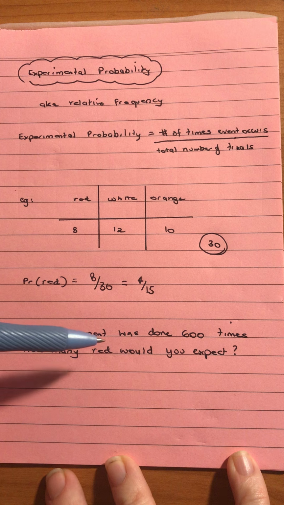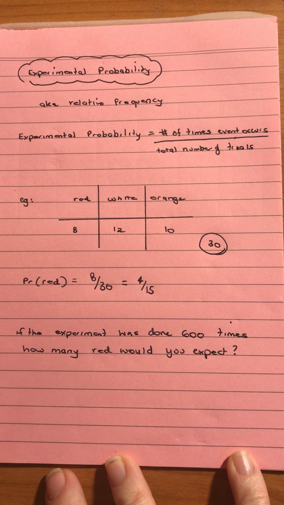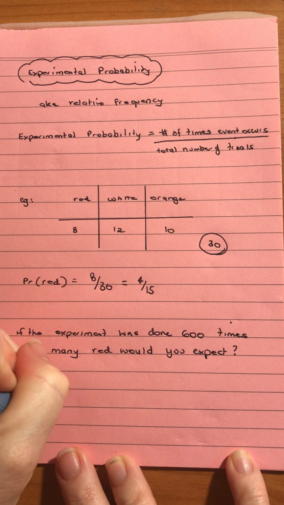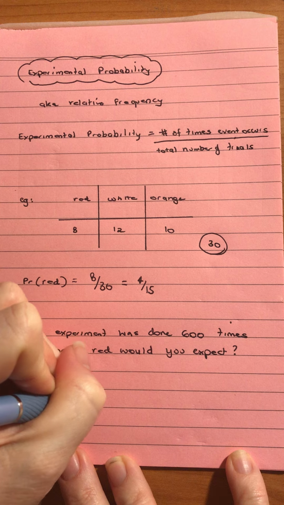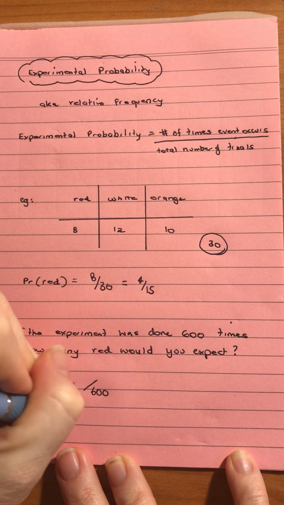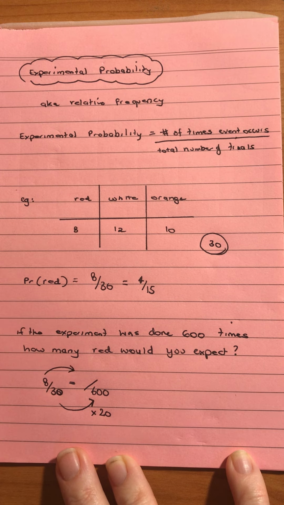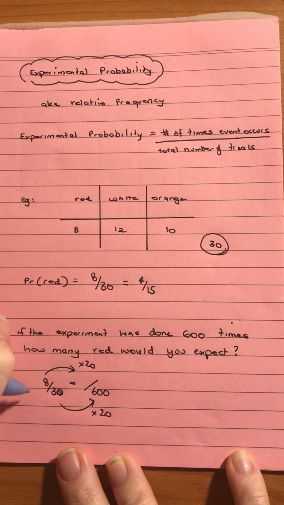Now, if the experiment was done 600 times, how many red would you expect? Now, you know that 8 out of 30 came up as red, or 4 out of 15. We've got out of 600. So we can do it a couple of ways. So we could do 8 out of 30 and say, well, what would that be out of 600? And say, well, the 30 has been multiplied by 20. So our 8 needs to be multiplied by 20, and 8 times 20 would be 160.